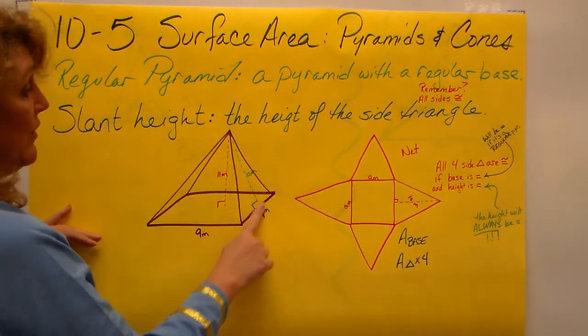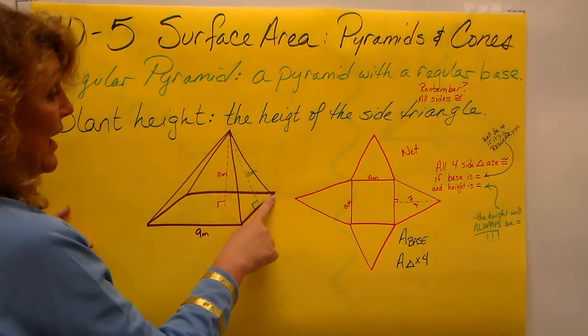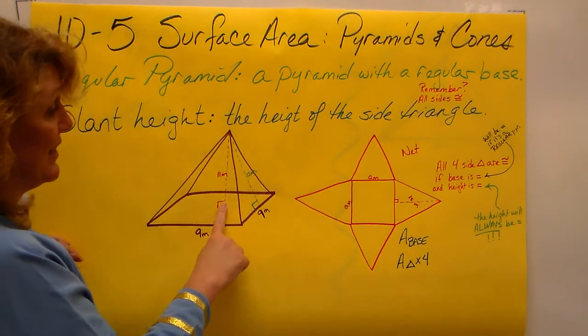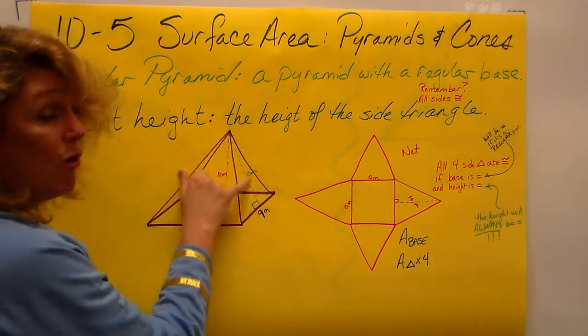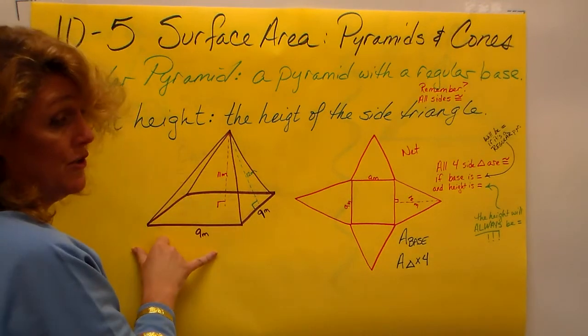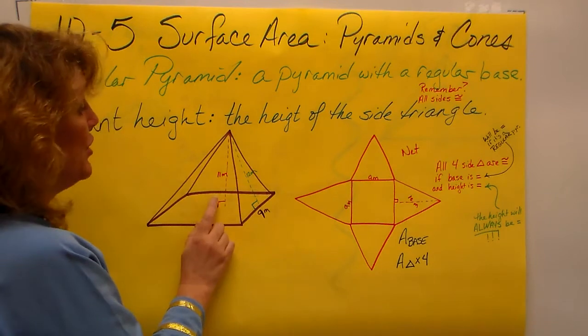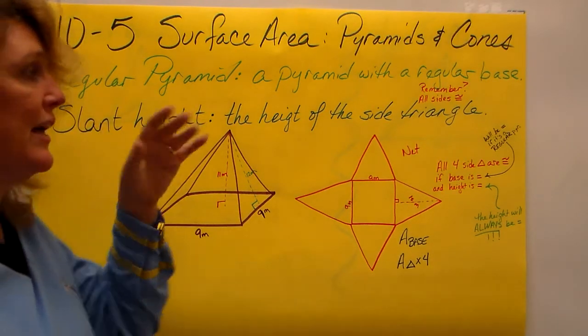If you look here, I've got a regular square pyramid with a base of 9 by 9, and the height of the pyramid itself is 11 meters, but the height down the side, the height of this side triangle, is 12 meters. And this is your slant height. I need you to understand the difference between the heights. The slant height is always going to end up different.